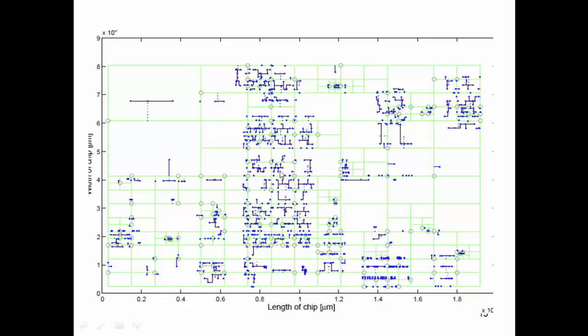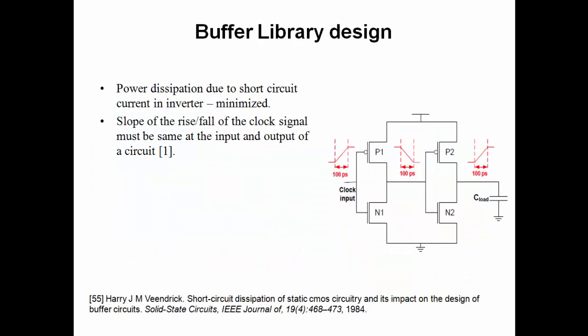And supposing in some places there is a capacitance centroid closest here and also here, and so you have to place two buffers, what we do is we just add the buffer capacitances and place a bigger buffer there. So what do I mean by a bigger buffer? I'll discuss that when I discuss the buffer library.